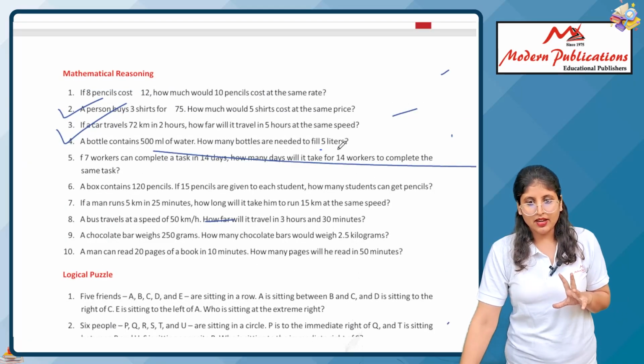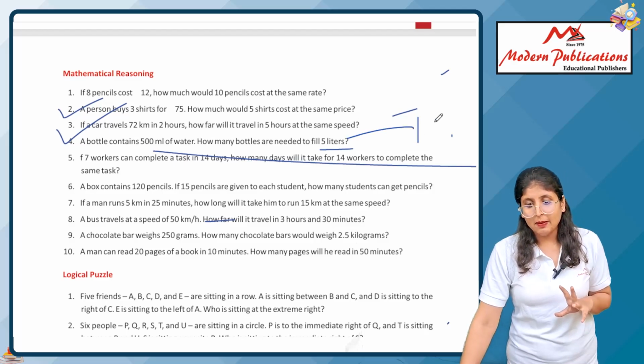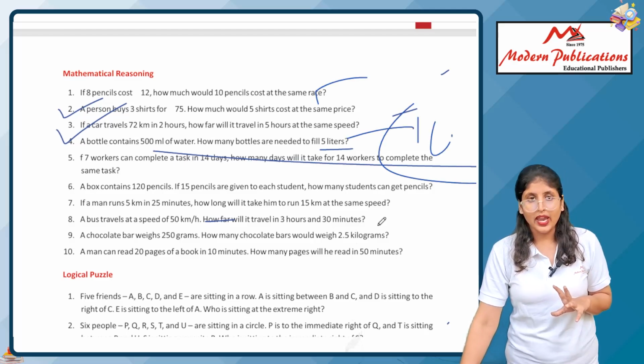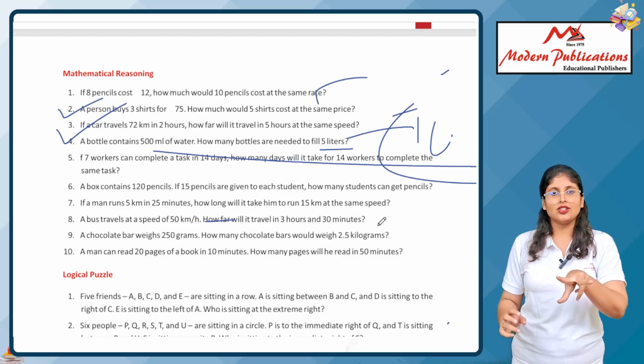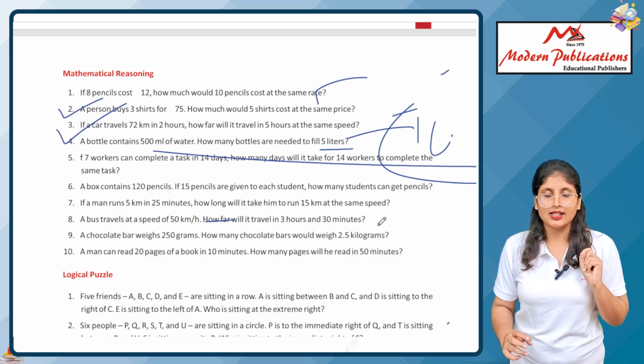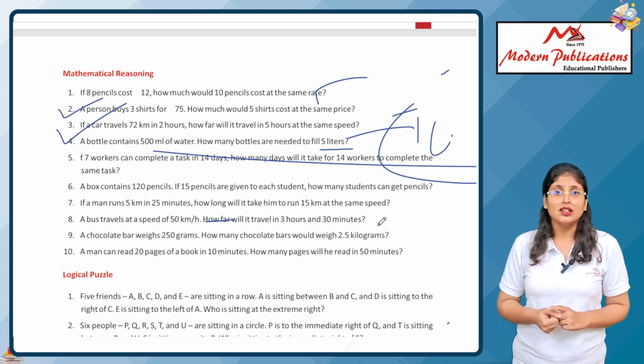How many bottles will there be in 5 liters? In 5 liters, just double. 10 bottles are there, because half-liter bottles are there. So two half-liter bottles make 1 liter. So we have 10 bottles.